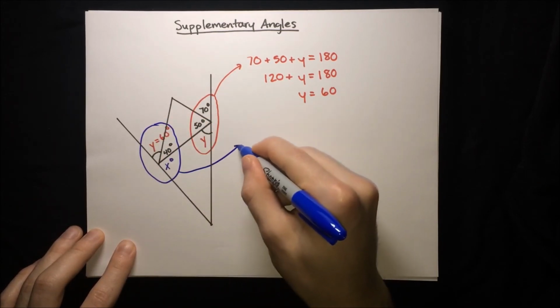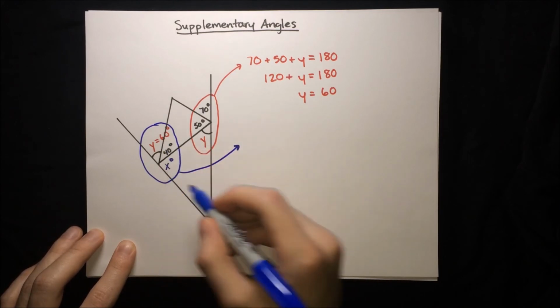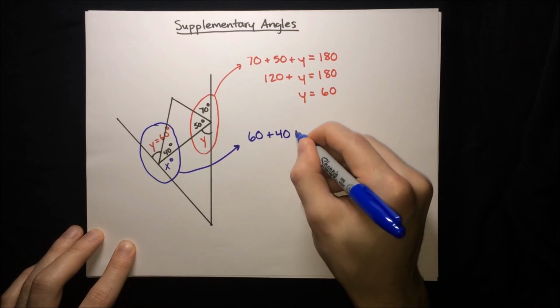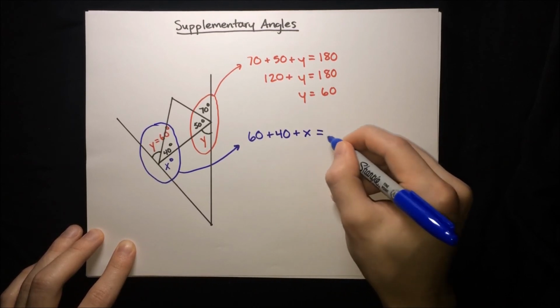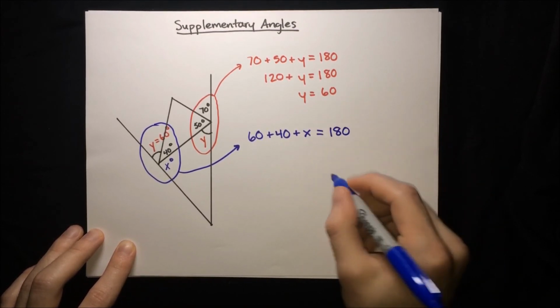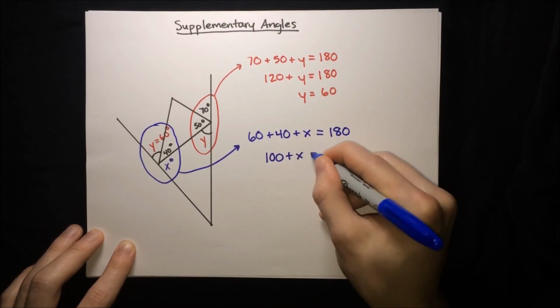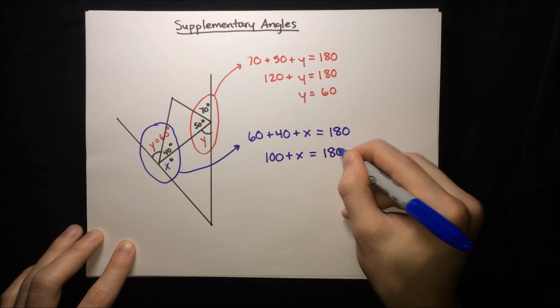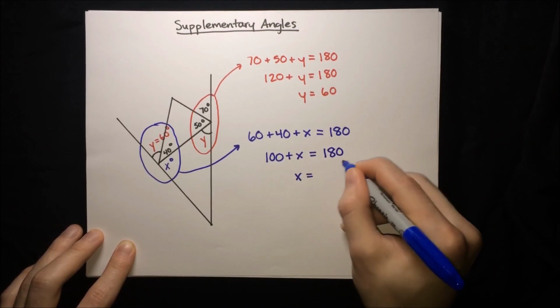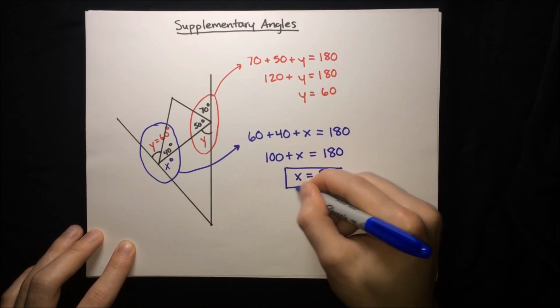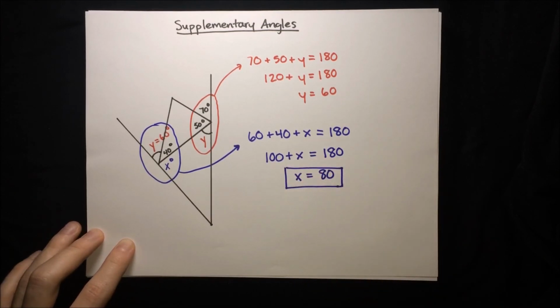And this straight angle will have the equation, the sum of degree measures, 60 plus 40 plus x has to equal 180. So combining 60 and 40, we get 100 plus x equals 180, and then x equals 180 minus 100, which is 80. So there we have it. X is 80.